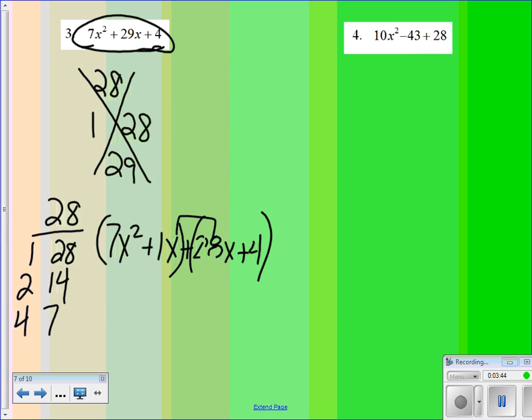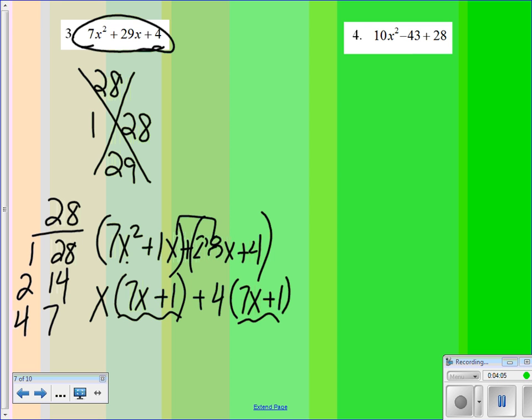So from this first group, I can only take out an x. When I divide out an x from each term, I'm left with 7x plus 1. From this second group, I can take out a 4. When I divide a 4 from each term, I'm left with 7x plus 1. Last but not least, check: do my leftovers match? Yes, they do. So then I'm left with 7x plus 1, and then I write what's left over when I factor those out, which is x plus 4.